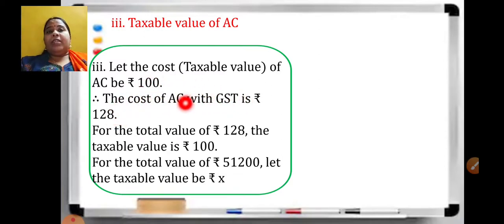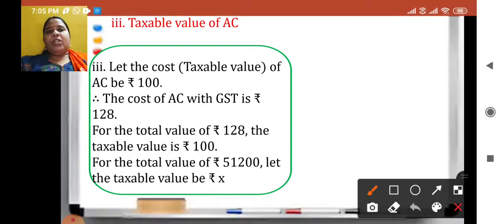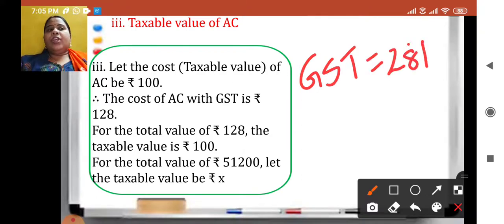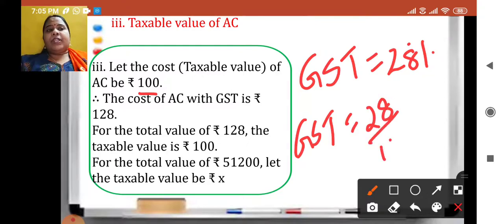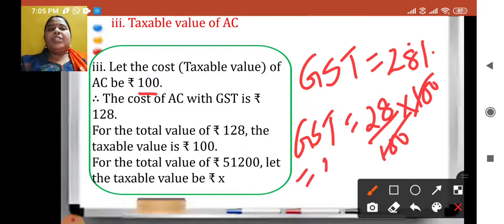Now how do I get this? See, steps I have not shown, but I expect you to understand this. GST rate is how much? 28%. Okay, so if I assume taxable value as 100, amount of GST will be what? Amount of GST is nothing but 28%, means 28 upon 100 into 100. So see this cancellation. Amount of GST is 28 rupees.